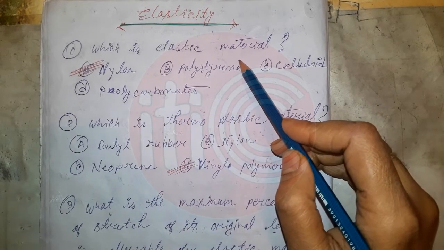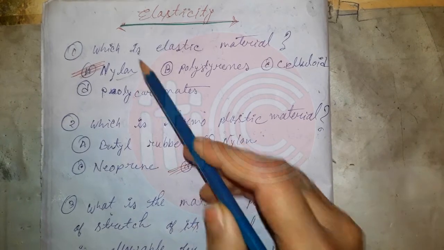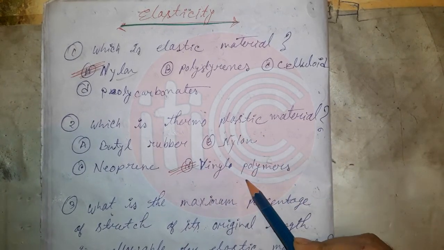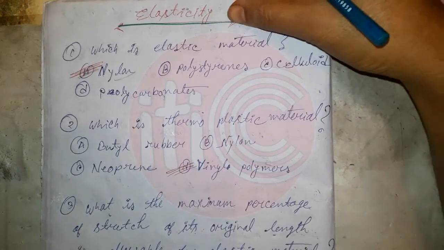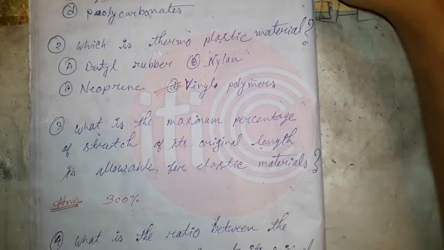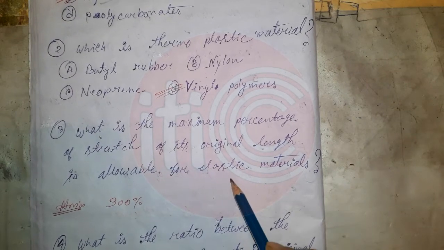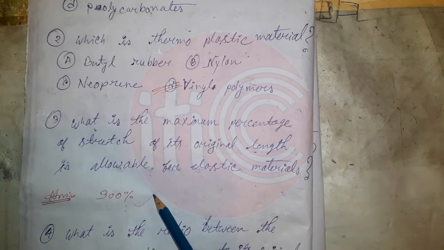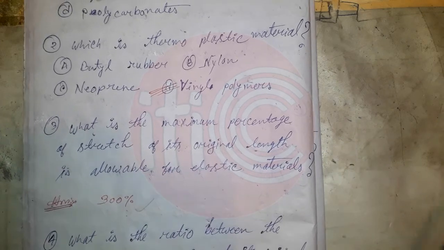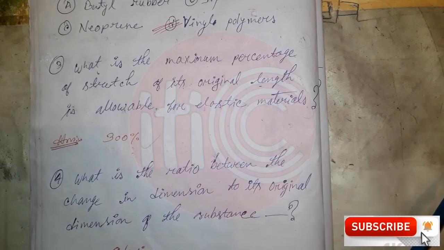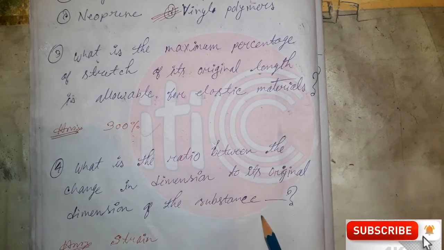Which is elastic material? Nylon. Which is the thermoplastic material? Vinyl polymers. What is the maximum percentage of strain of its original length allowable for elastic materials? 300%. What is the ratio between the change in dimension to its original dimension of the substance?